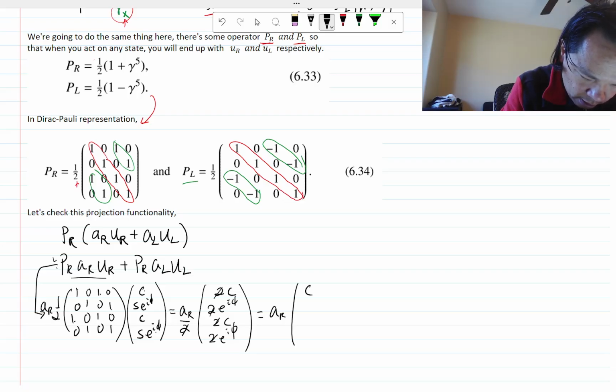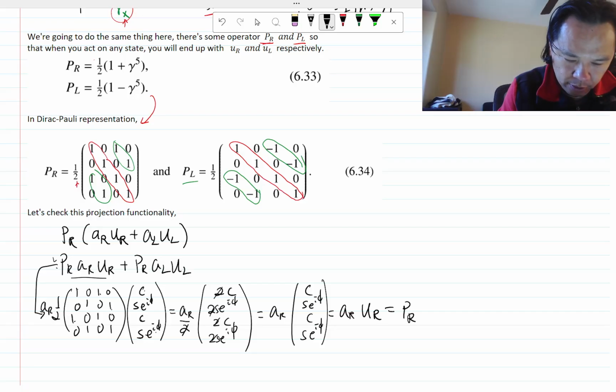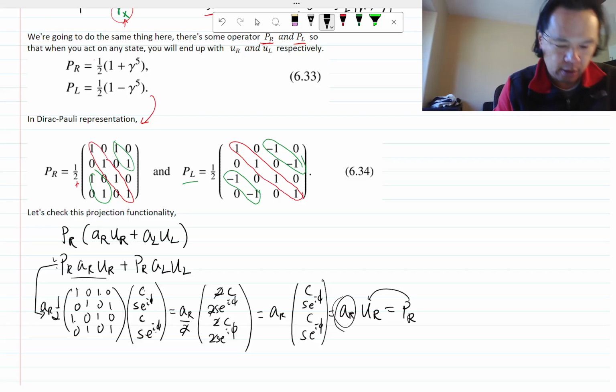So you end up with AR, C, oops, I forgot the S here, S e^{i phi}, and then C, S e^{i phi}. So this is exactly UR. Cool. So the projection on the R component gives you exactly what the R component is, with this kind of amplitude factor.